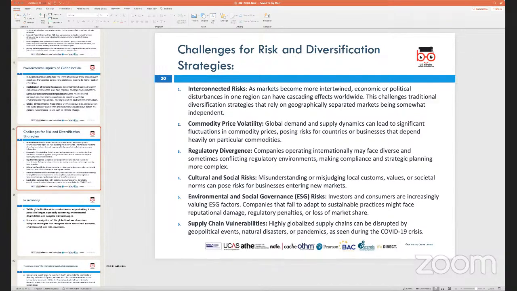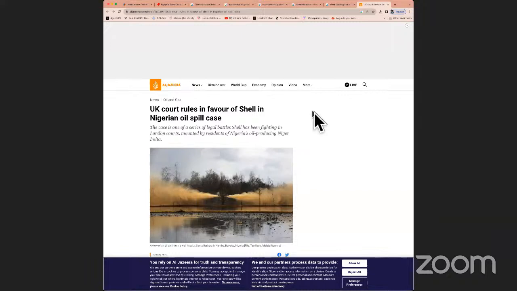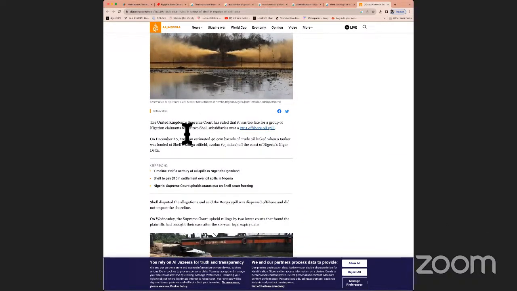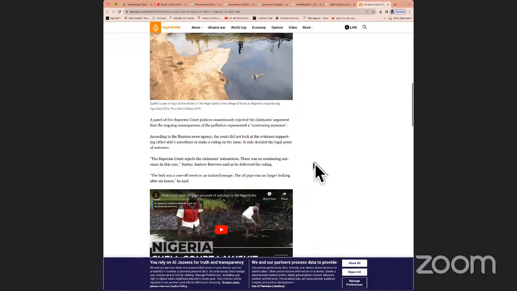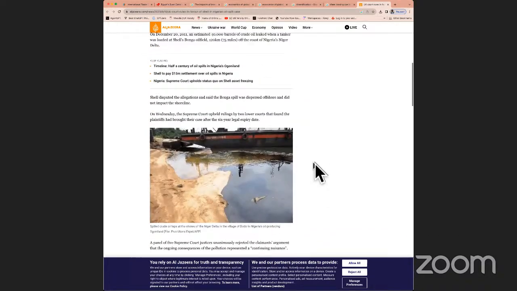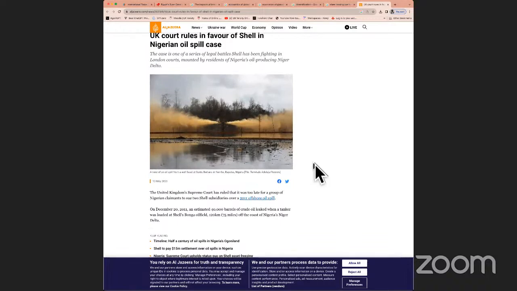So Shell losing, let me see if I can bring that article up. This is a good example to quote. If I show that to you, it is an example of how the economics of globalization and environmental impacts can affect the operations of a particular company. This particular story, UK court rules in favor of Shell in the Nigerian oil spill case, basically meant that they have now been asked to clean up and pay settlement costs, and clean up the operations with regard to what the company has done in extracting oil in that particular region.